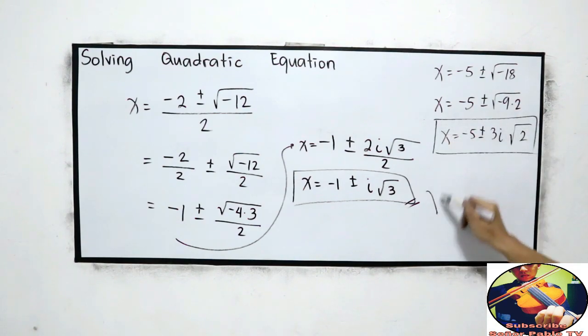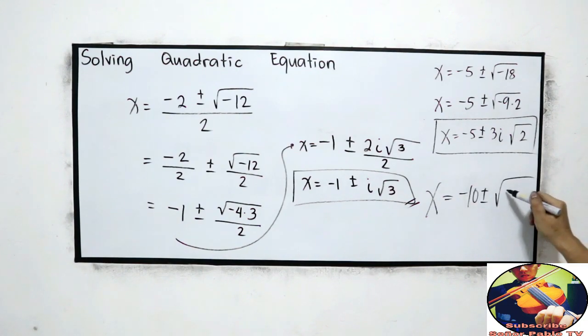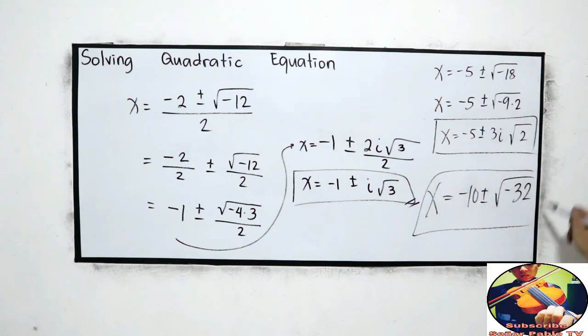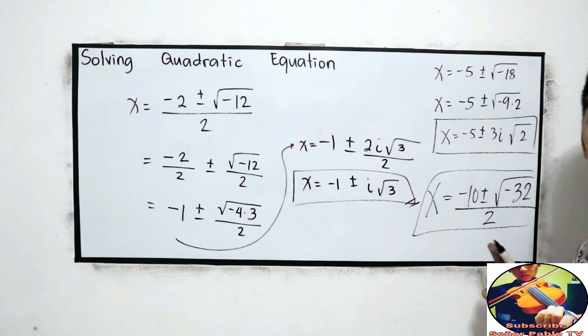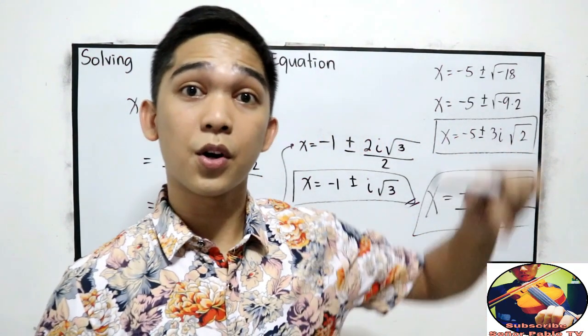Now I want you to try x is equal to -10, positive negative square root of -32, all over 2. Try this and write your answer in our comment section.